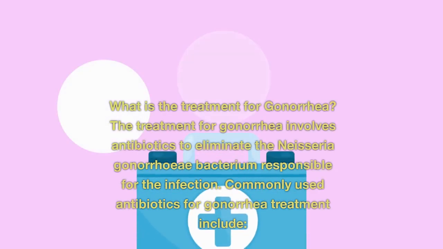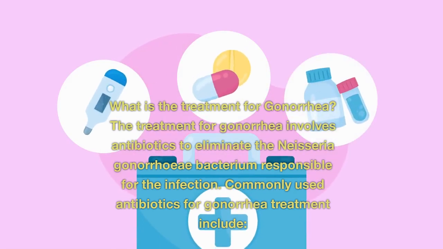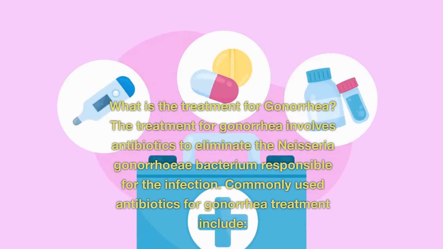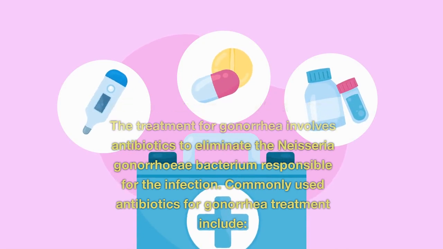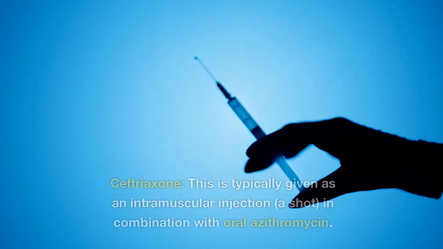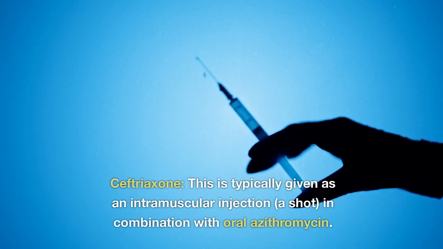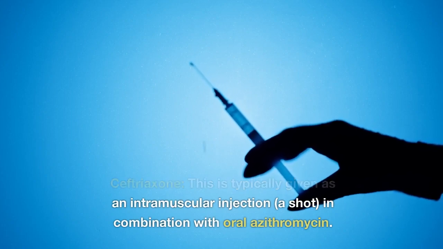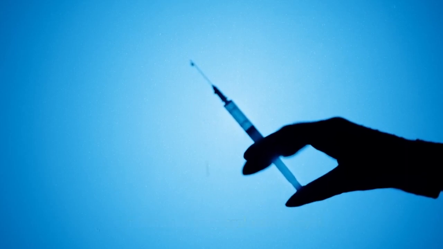What is the treatment for gonorrhea? The treatment for gonorrhea involves antibiotics to eliminate the Neisseria gonorrhoeae bacterium responsible for the infection. Commonly used antibiotics for gonorrhea treatment include ceftriaxone. This is typically given as an intramuscular injection, a shot, in combination with oral azithromycin.